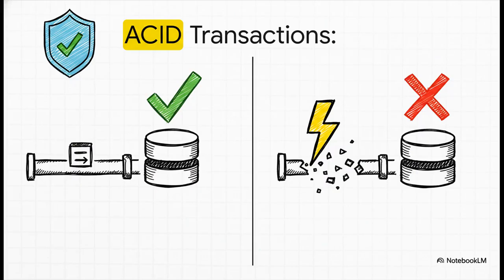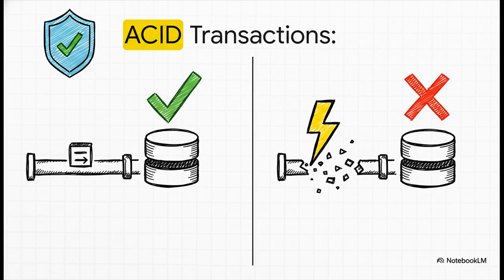First and foremost, you get something called ACID transactions. Now that's a geeky database term, but what it means for you is simple: reliability. It brings the kind of safety you'd expect from a traditional database right into your data lake. It basically guarantees that when you're writing data, the whole operation works or none of it does. You never get half-saved, corrupted files.